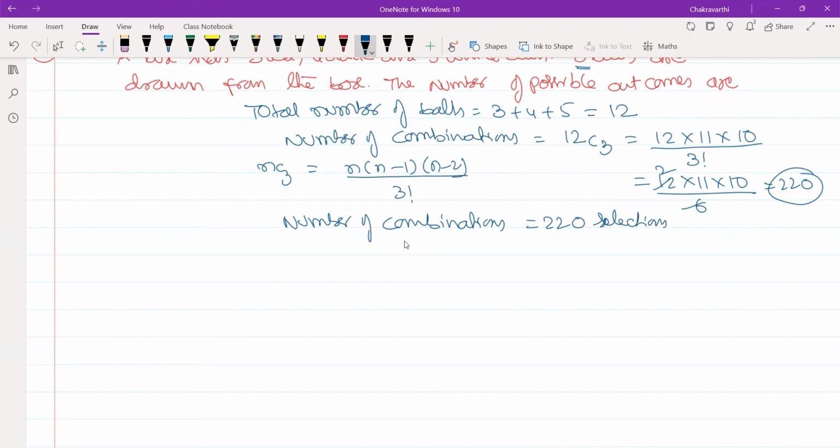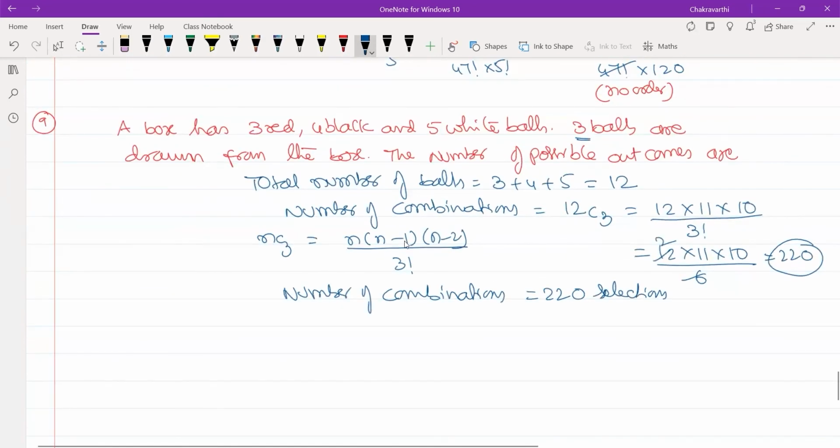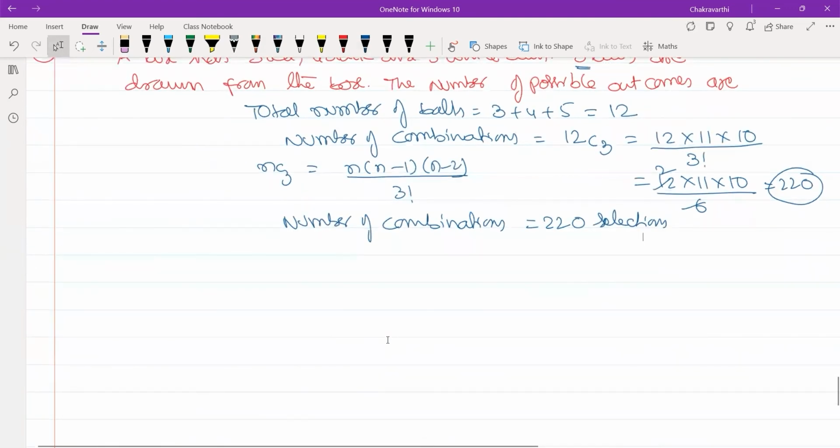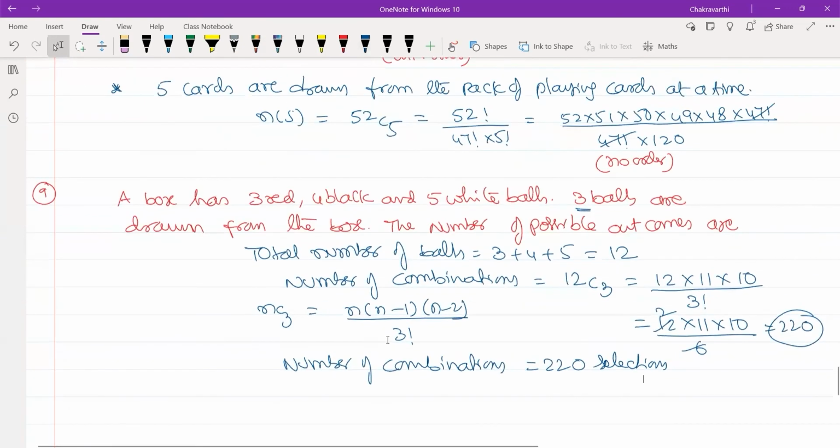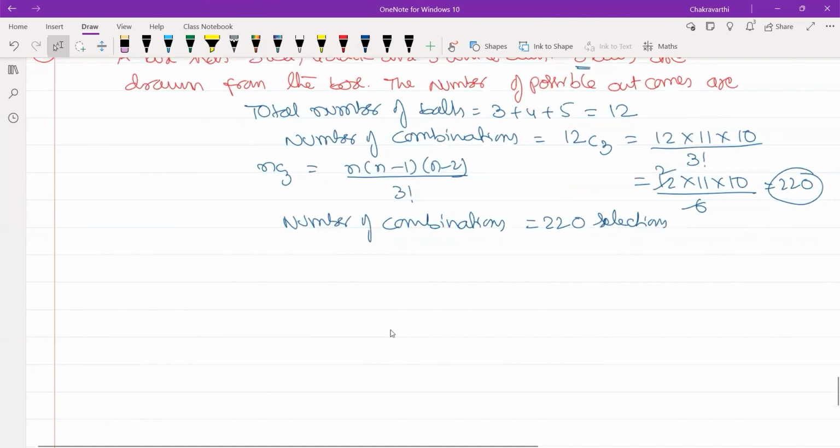Each selection contains 3 balls of different colors. All 3 red, all 3 black, all 3 white may be possible. 1 red, 1 black, 1 white may be possible. 2 reds, 1 black may be possible. 2 red, 1 white may be possible. Different combinations are there. The maximum is 220. Here there is no order. In this case, no order.